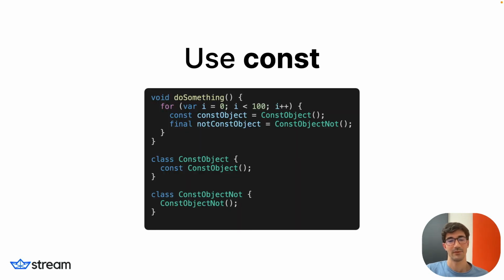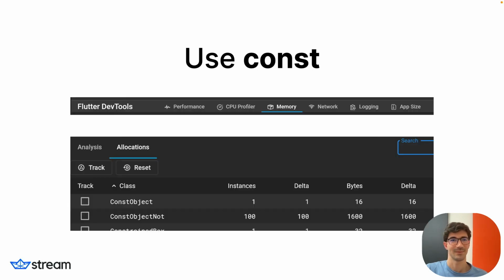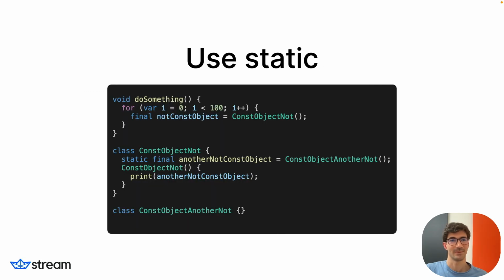This doesn't just apply for widgets though, but for any object. In this example, we have a for loop iterating from 0 to 100, and we're creating an object called const object and const object not. One is constant and the other is not. As you can see, if we inspect our memory, we have a single instance of the const object and 100 of const object not. So always prefer const.